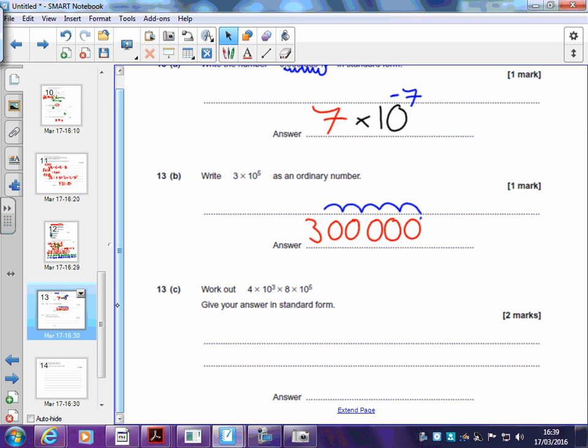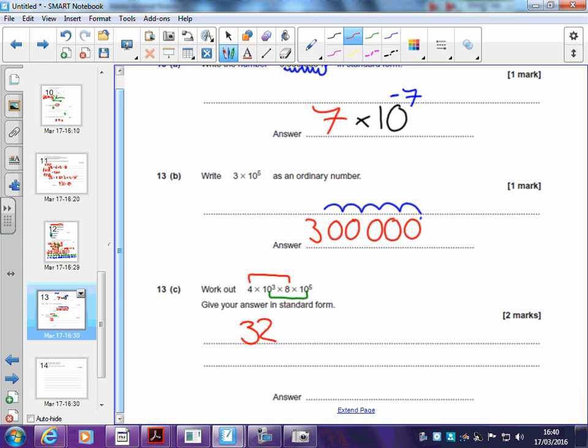Okay. Last one, work out 4 times 10 to the 3 times 8 times 10 to the 5. So, because I'm timesing these, it doesn't matter what order I times numbers in. So what I'm going to actually do is I'm going to times the numbers first, and then I'm going to times these bits together. So, 4 times 8 is 32. 10 to the 3 times 10 to the 5.